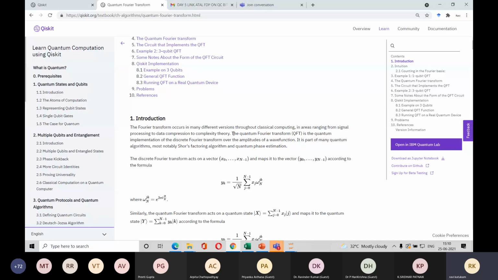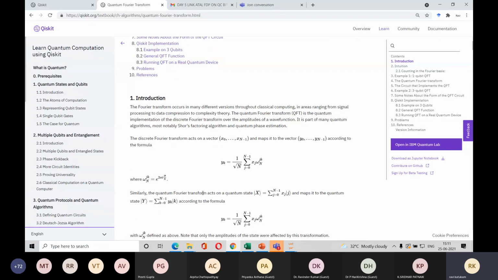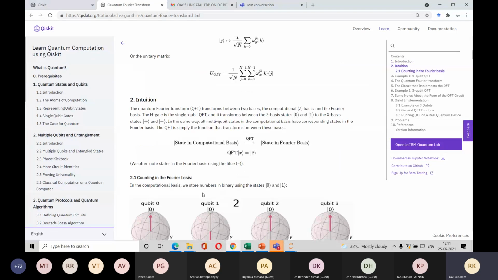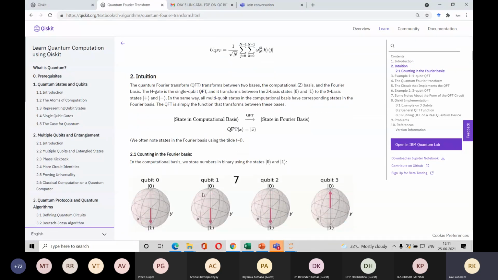Fourier transform occurs in many different functions throughout classical computing, in areas ranging from signal processing to data compression to complexity. The quantum Fourier transform is a quantum implementation of the discrete Fourier transform over the amplitudes of a wave function. It is part of many quantum algorithms, notably Shor's factoring algorithm and quantum phase estimation. See, QFT is one ingredient of Shor's algorithm, and it also participates in quantum phase estimation. The discrete Fourier transform acts on the vector and maps it to a vector according to this formula. See, the whole point is it will take the existing quantum state and try to create a QFT of it.